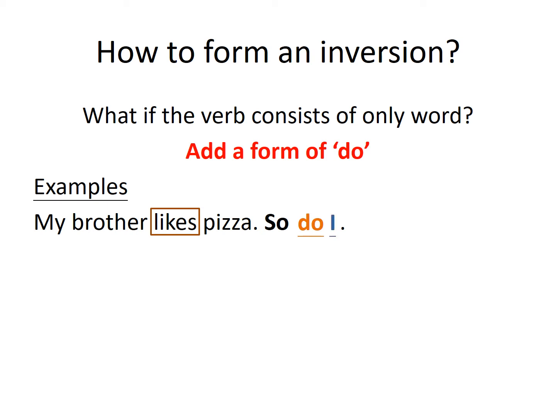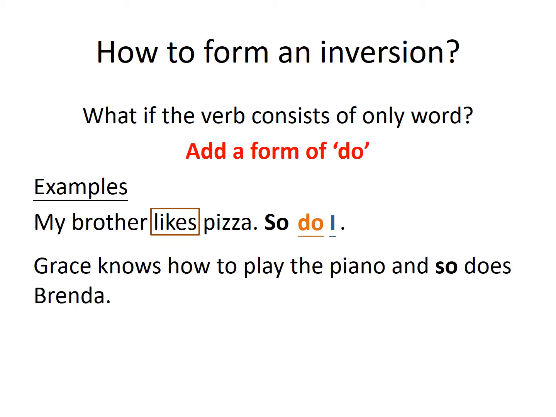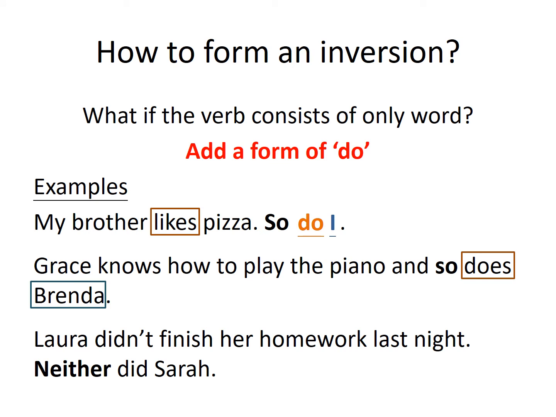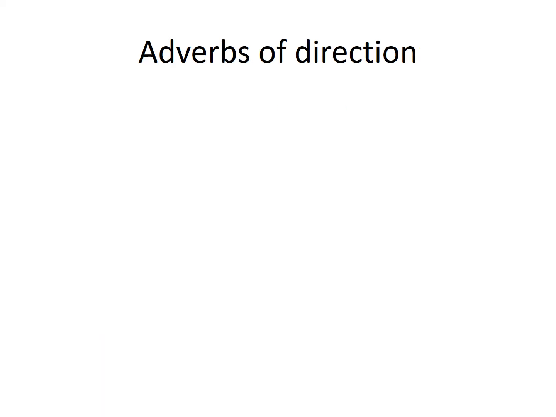Don't forget the golden rule of English, subject-verb agreement. If the subject is a third-person singular, like Brenda in this example, Grace knows how to play the piano, and so does Brenda. We add the verb does instead of do to agree with the subject, Brenda. Of course, if the sentence is in simple past tense like this example, we need to add the past form did before the subject, Sarah.